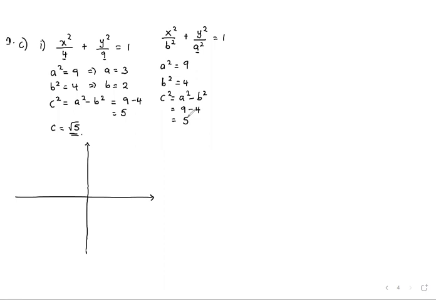Then, so this is on the y-axis. So our vertices on the y, remember centered at the origin, will have negative a and positive a. And then our vertices on the x will have negative b and positive b. So we have this structure here to be sketched.